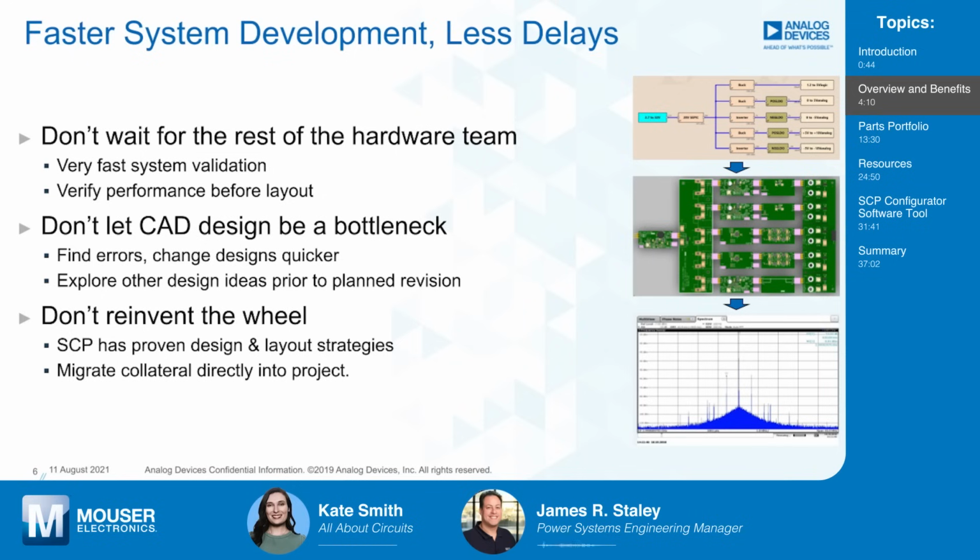And if you do find errors, you can change your designs more quickly. All it involves is swapping out a board. You don't have to wait for an entire respin of all the power and all the other components on a big giant custom system board. And if you do go to a planned board revision, you can explore other ideas before you actually do that. I kind of like that this slide functions as the anxieties of a system designer part two, a little bit.